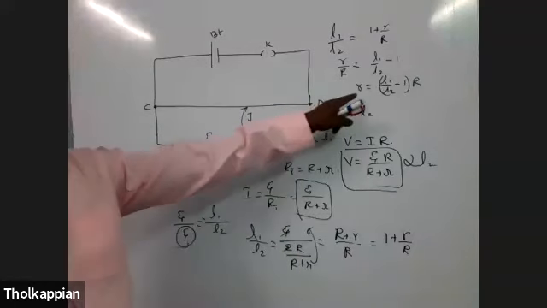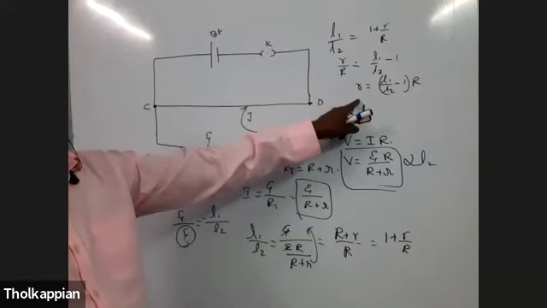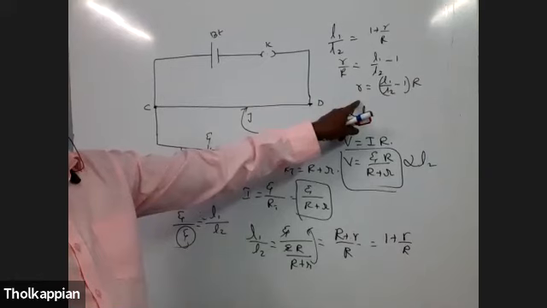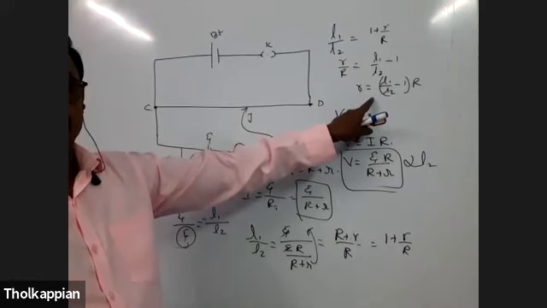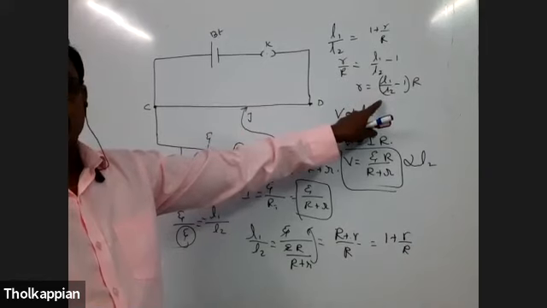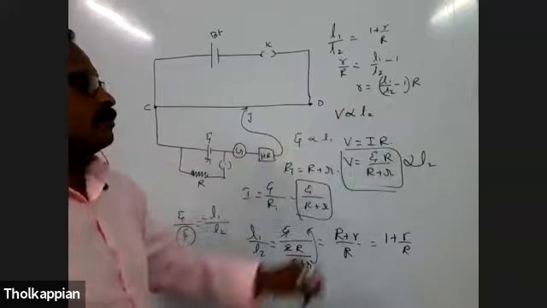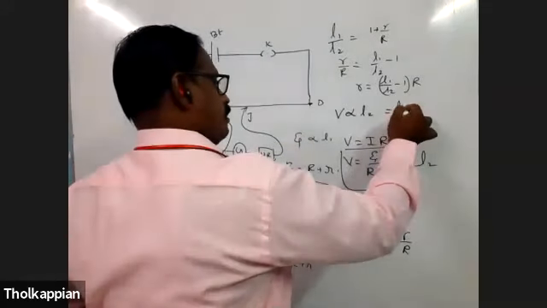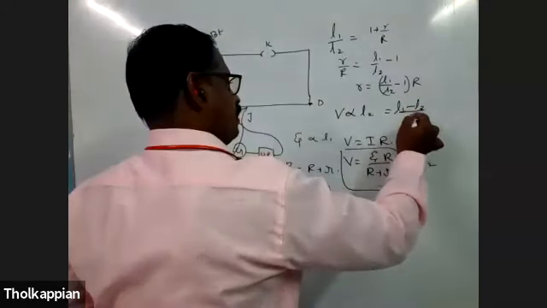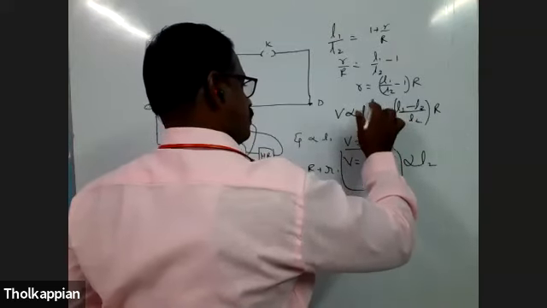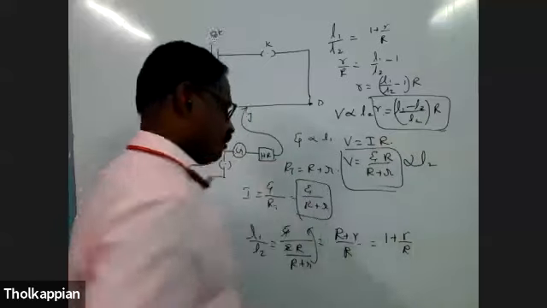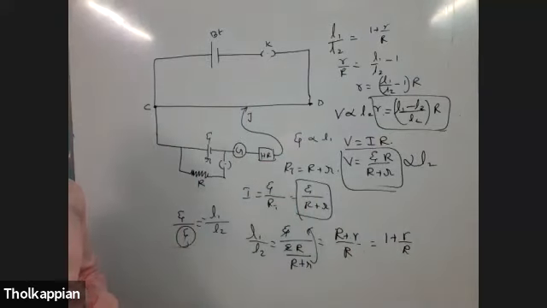Small r is the internal resistance. So the internal resistance small r is equal to L1 by L2 minus 1, into R. You can also write it as L1 minus L2 by L2 into R. This is the value of the internal resistance of the given cell by means of using the potentiometer. Okay.